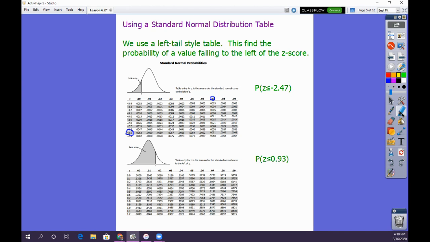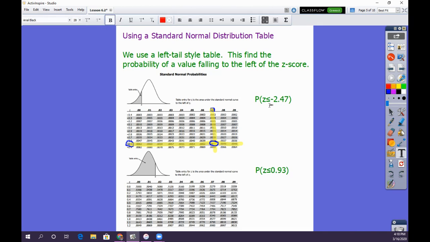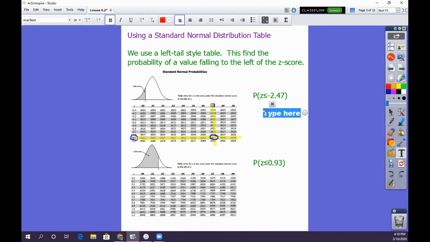So what I'm going to do is look for where these two things overlap. I'm not going to be able to draw a very straight line here, but we're going to try. We can see that it overlaps at this location right here, which is 0.0051. So the probability that z is less than or equal to that would be 0.0051 or 0.51%. And I don't care which way you write it, you can write it either way.